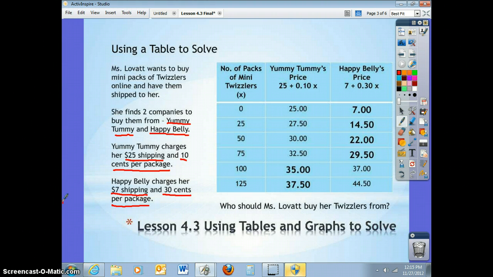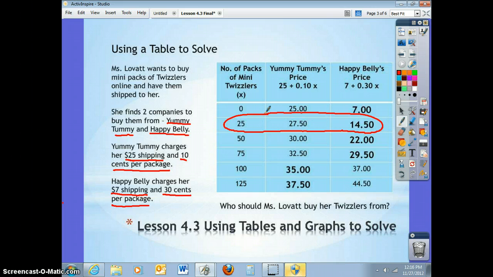Well, obviously it depends on how many packages of Twizzlers she's going to buy, because if she only buys 25 packages of Twizzlers, Happy Belly's a better price. They're going to charge her $14.50, and Yummy Tummy's going to charge her $27.50.